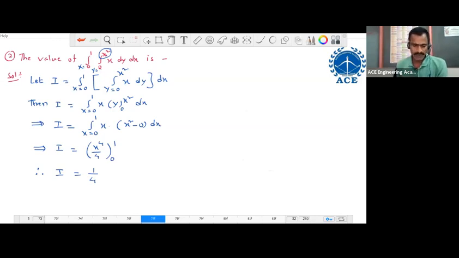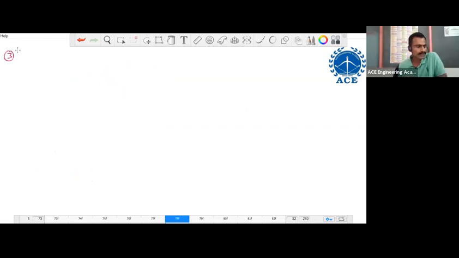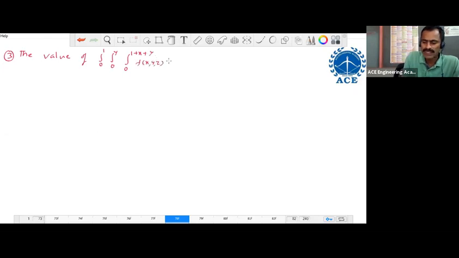Next, problem number 3. The value of integral 0 to 1, integral 0 to y, integral 0 to 1 plus x plus y, f of x, y, z, dz, dx, dy is, where f of x, y, z equal to y.